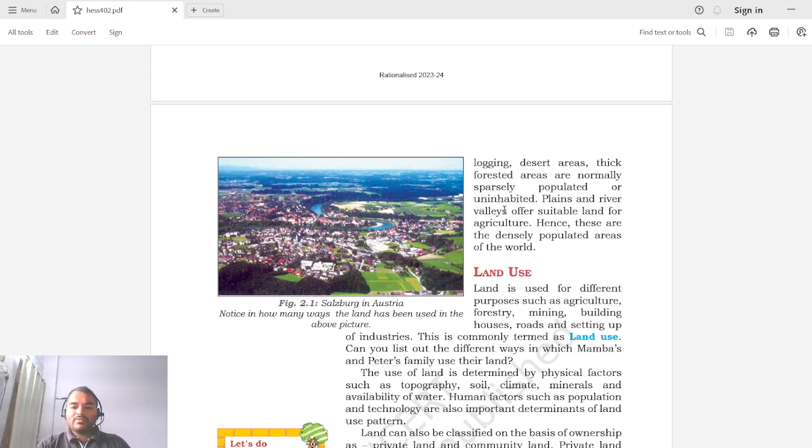Plains and river valleys offer suitable land for agriculture. Hence these areas are the densely populated areas of the world. So what is the major area where most of the population is concentrated? It is the area where there are water resources, for example what are known as plains and river valleys. Say a river is flowing from one region to another. You may have observed that all the area nearby a river has a lot of towns or cities developed. All the cities and towns are developed basically around these rivers.